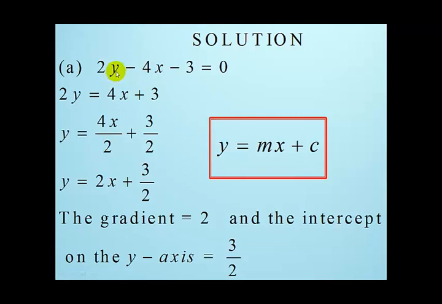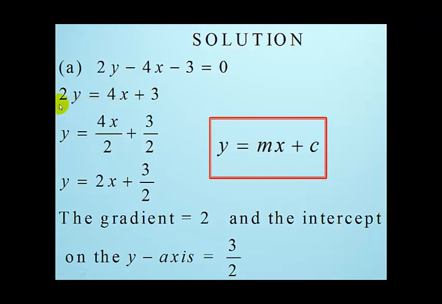Making y the subject, we have 2y on the left hand side. Minus 4x on the left hand side becomes plus 4x on the right hand side. And minus 3 on the left hand side becomes plus 3 on the right hand side. Now if you have 2y is equal to 4x plus 3, take note that we are making y the subject. So we have to divide through by 2.